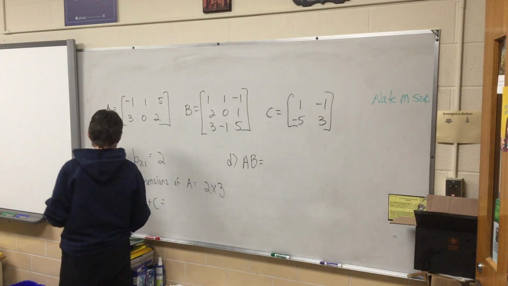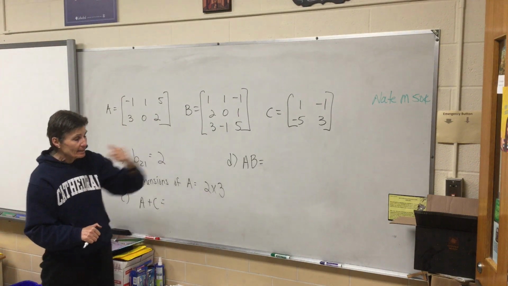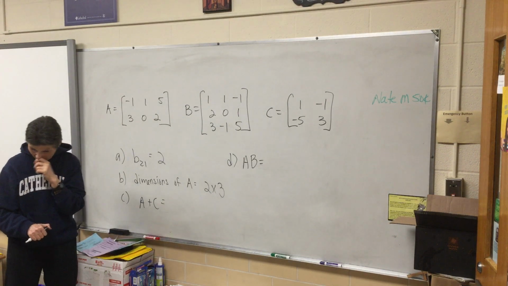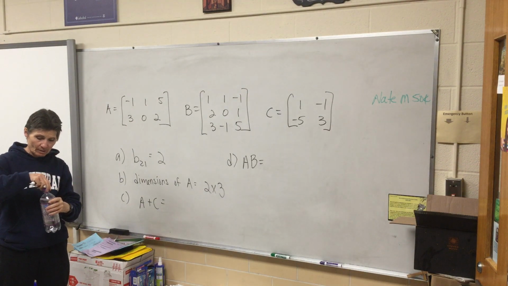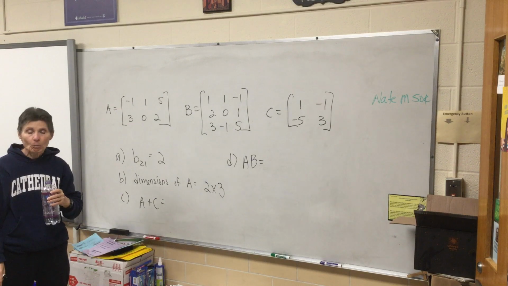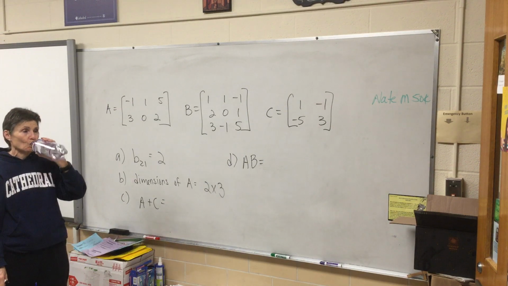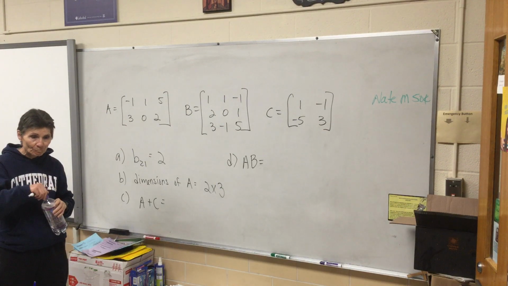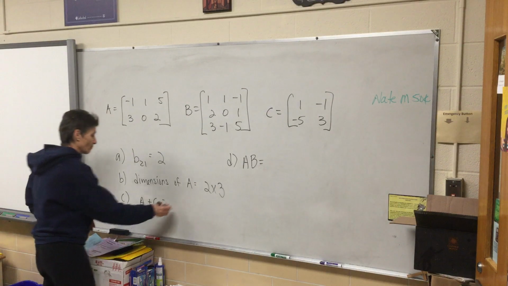Question C says, add matrix A and matrix C. What do you think about that? Can't you not do it? Exactly. Why can't we do it? That's a no-can-do problem. Because it doesn't have the same rows and columns. Exactly.